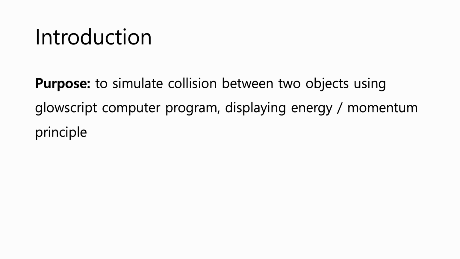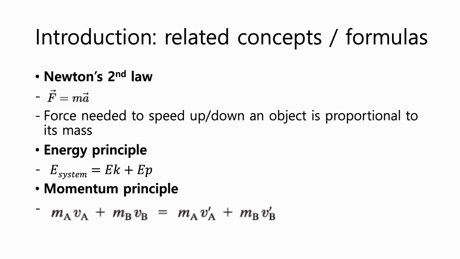Introduction. The purpose of this lab is to simulate collision between two objects using the GlowScript computer program, displaying the energy and momentum principles. The related concepts and formulas of this experiment are like this: Newton's second law, which states that F equals m times a, which means that the force needed to speed up or slow down an object is proportional to its mass.